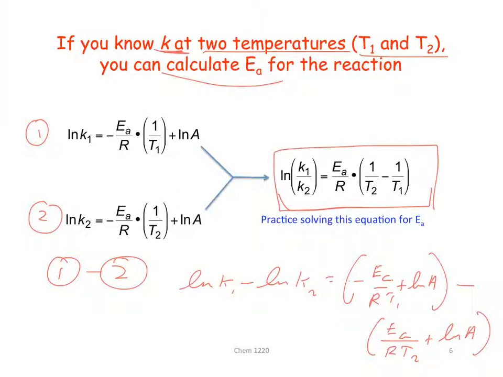Okay, and so what this really does is, like it says up there, if we measured the rate constants K1 and K2 at 2 different temperatures, then we can calculate the activation energy. Okay? Exciting, huh? Just what you always wanted to do.